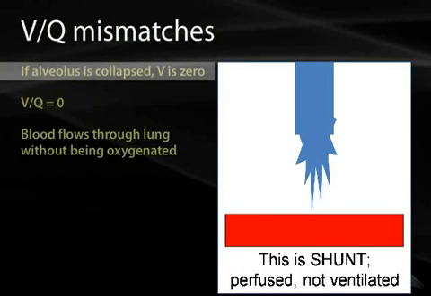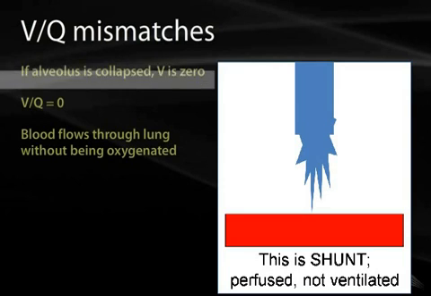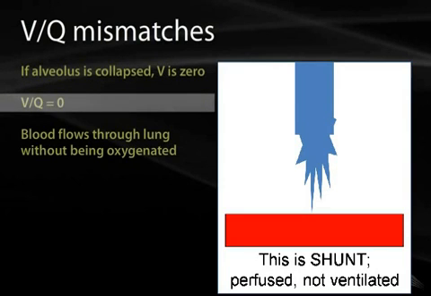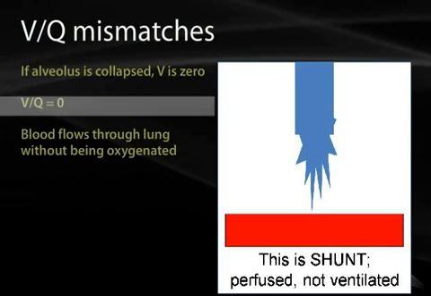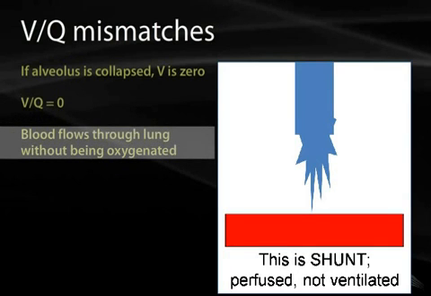The other extreme of VQ matching is an idealized alveolar capillary unit in which there is no ventilation but normal blood flow. 0 V, normal Q, so V over Q equals 0. This is an example of shunt. The area is perfused but not ventilated. Blood is flowing through the lungs without being oxygenated, just in the same way a shunt occurs in the heart.